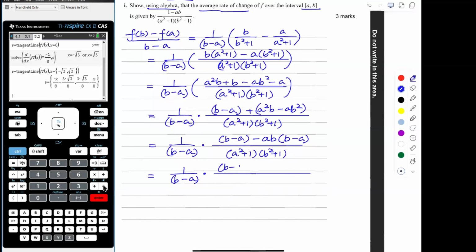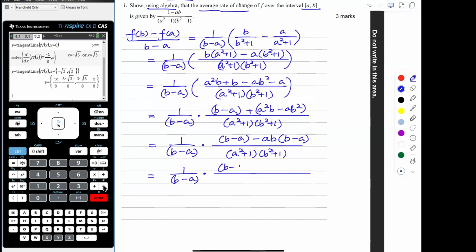So you can cancel these two terms now, and that's just 1 minus ab divided by a squared plus 1 and b squared plus 1. Altogether, you completed that show that question, and yep, this is the final step. So it's quite a bit of work.